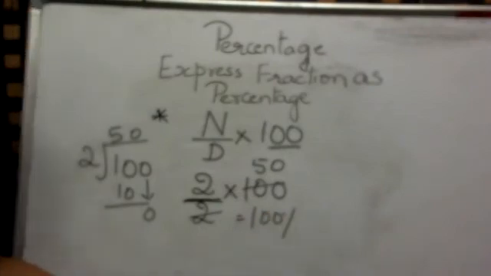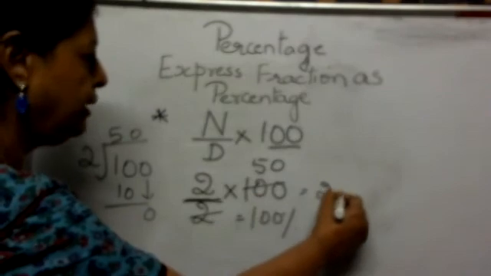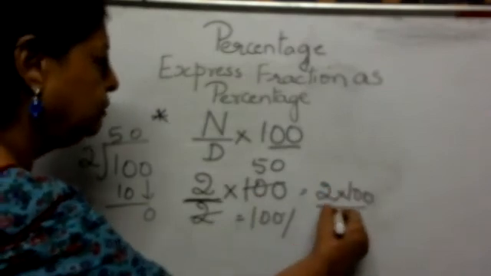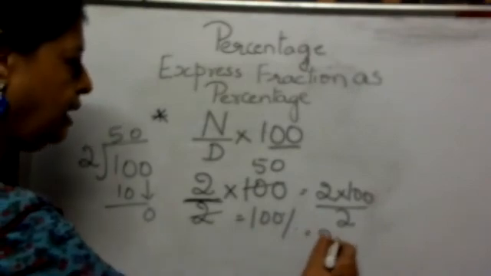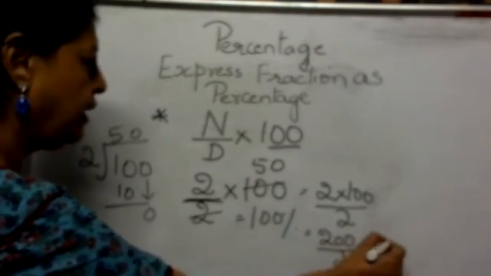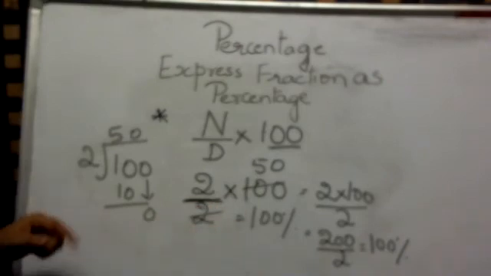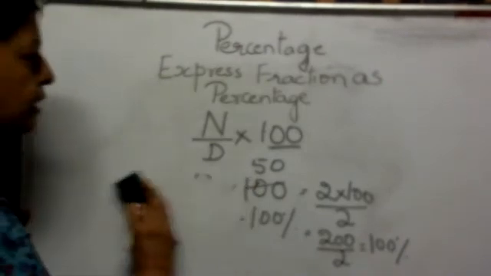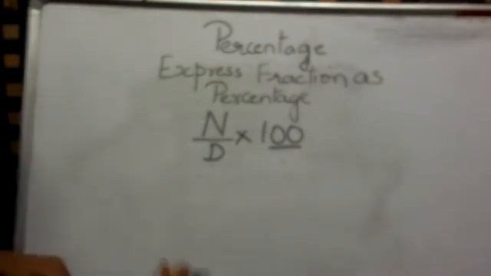Or there is another easy method, because the top portion is multiplication. 2 into 100 by 2. 2 into 100 is 200 by 2. That is equal to 100. So either you can multiply first and then divide, or use the denominator for division and then multiply. So there are two ways to convert the fraction into a percentage. So be clear with this.